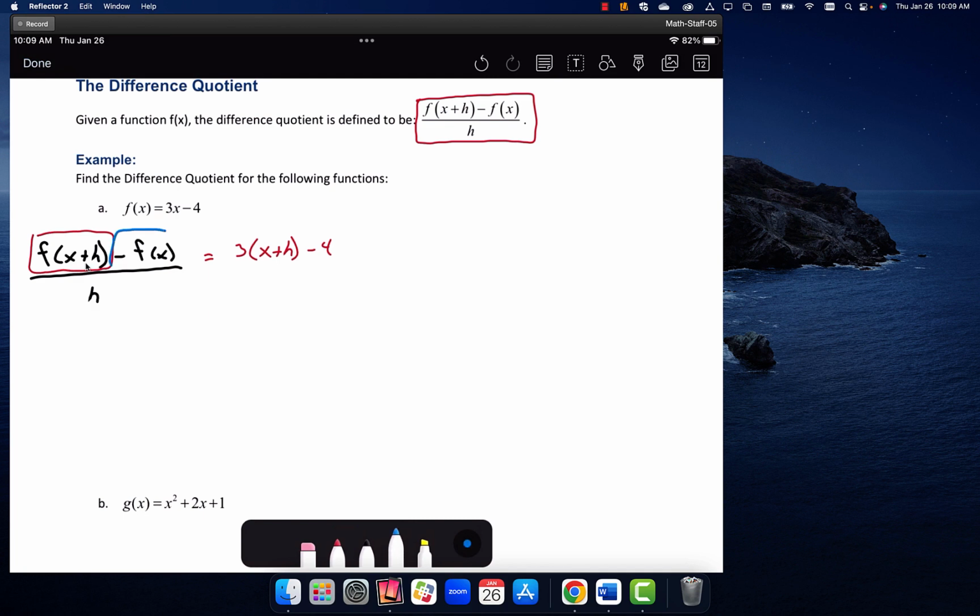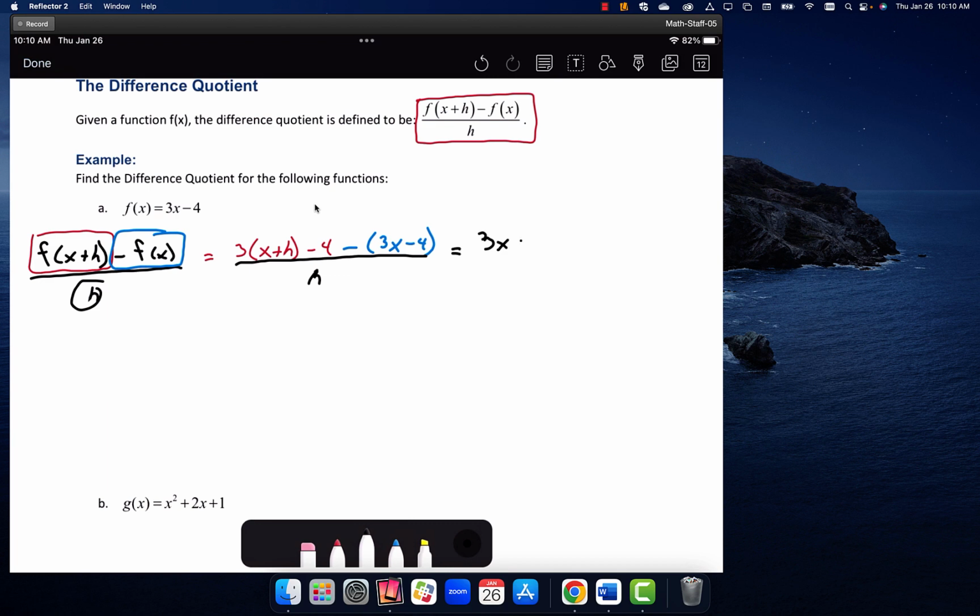And then we're going to subtract f. So we're going to subtract the original f, which is 3x minus 4. Make sure you put it in parentheses because we want to subtract the entire piece. A very common mistake I see is students will forget to put it in parentheses and therefore forget to distribute that negative sign later. So be careful with that. And then all of that is over h. So we're just going to put an h in the denominator. And from here, we'll go through and simplify.